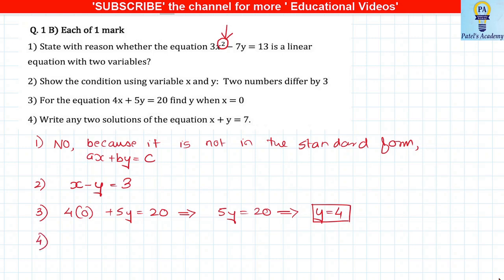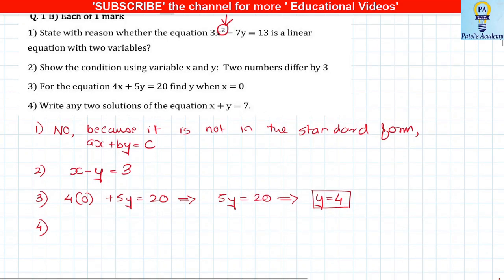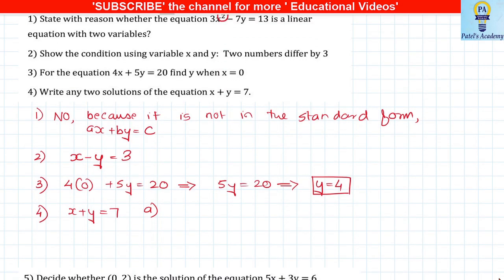Okay, let's see the fourth one. Write any two solutions of the equation x plus y equal to 7. Okay, so I have the equation x plus y equal to 7. Now I have to write down two solutions. So randomly, let us take any value of x. So if I take x as 2, so what will be y equals to 7 minus 2, that is 5. So the first solution is 2 comma 5.